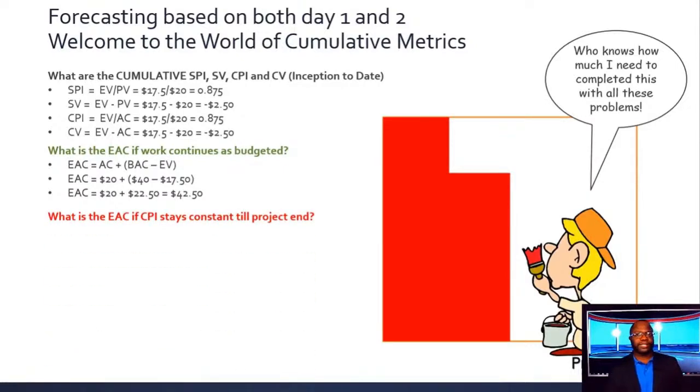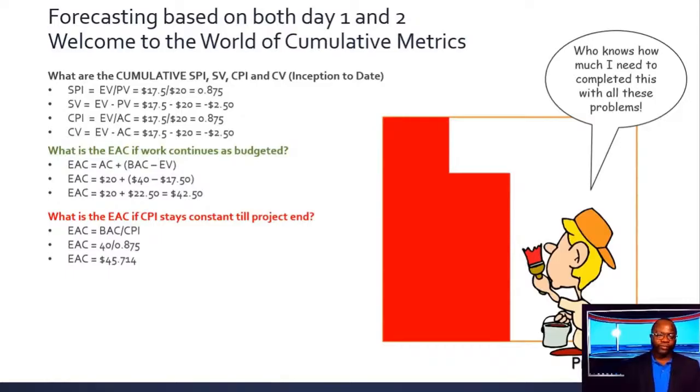Now, what if the CPI stays consistent? Well, the CPI at the moment, cumulative, is 0.875. If we plug that into the formula, we're going to get $45.71. See? That's how you apply it. But you need to remember, we're talking cumulative. Cumulative. That is the key to understanding this next level.